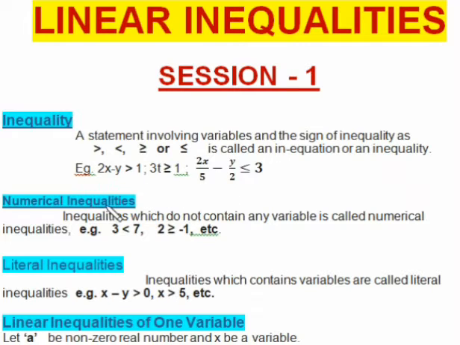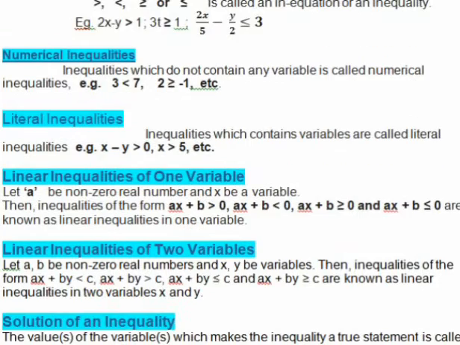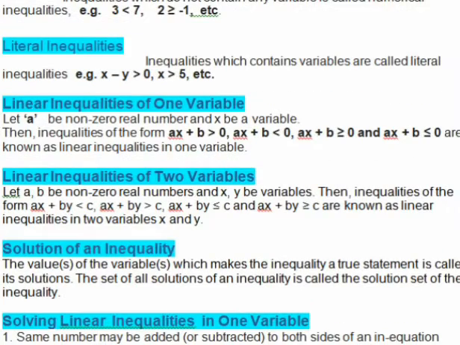What are numerical inequalities? Inequalities which do not contain any variable are called numerical inequalities, just like 3 less than 7, 2 greater than minus 1. Literal inequalities: inequalities which contain variables are called literal inequalities. For example, x minus y greater than 0, x greater than 5. Here we see the involvement of variables.